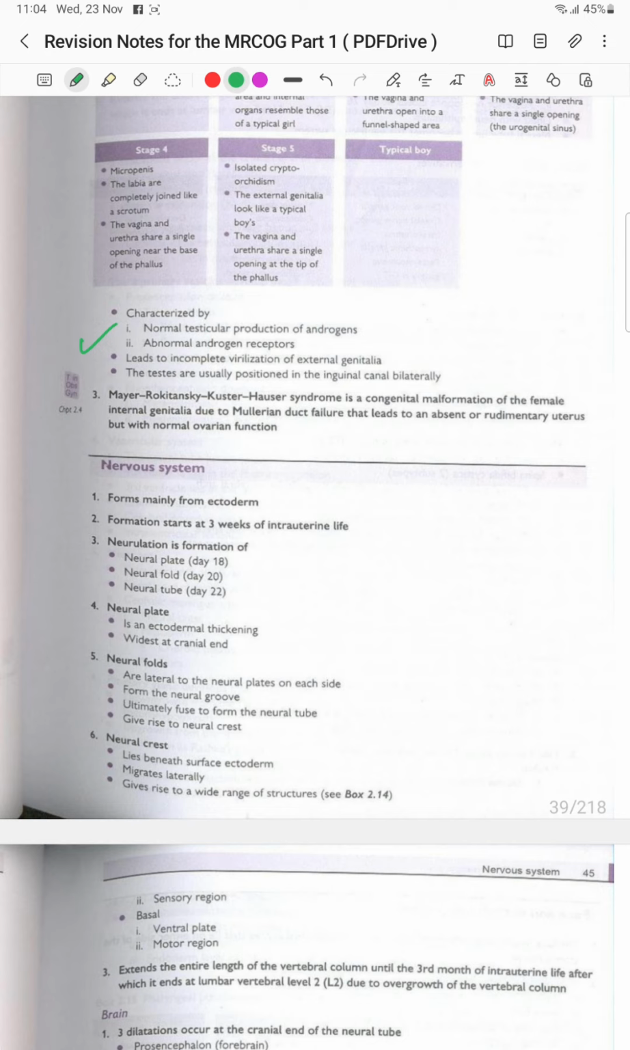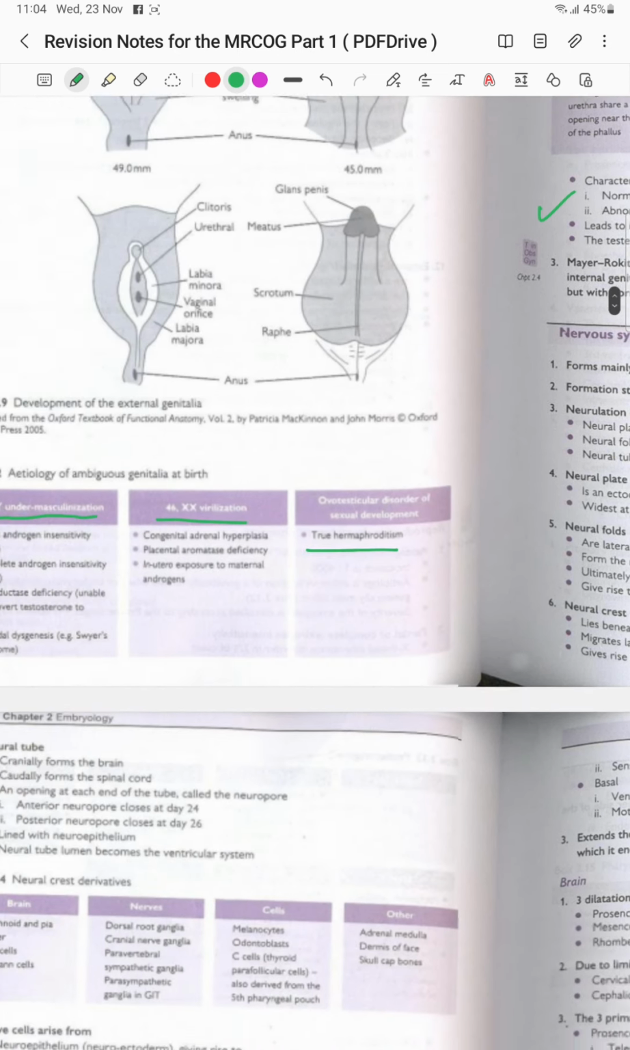Mayer-Rokitansky-Küster-Hauser syndrome is a congenital malformation of the female internal genitalia due to Mullerian duct failure that leads to the absence of the uterus, or a rudimentary uterus, but with normal ovarian function.